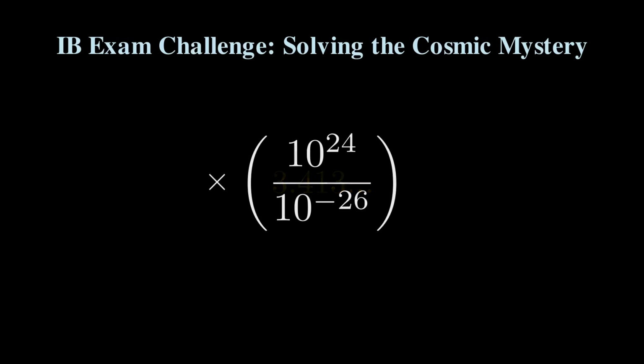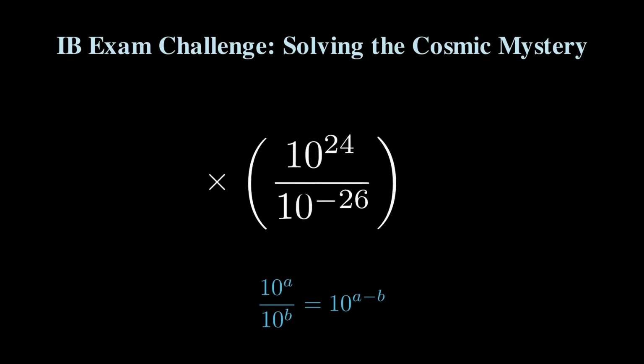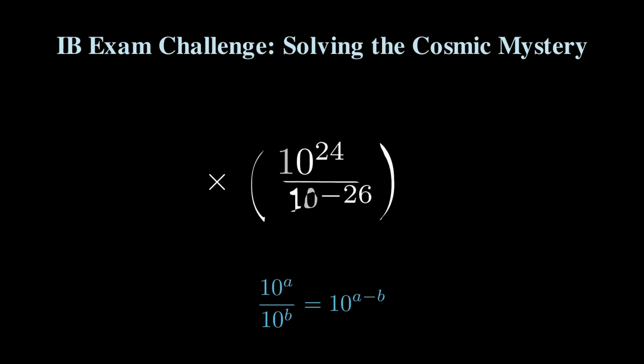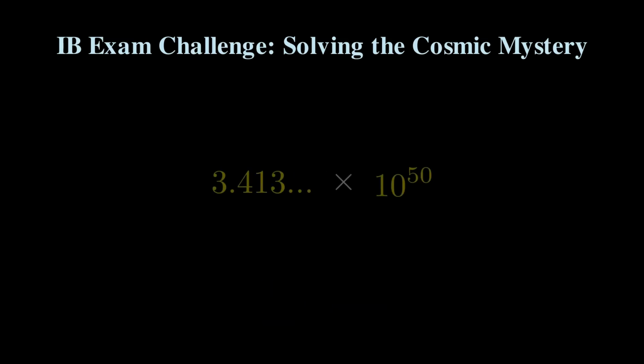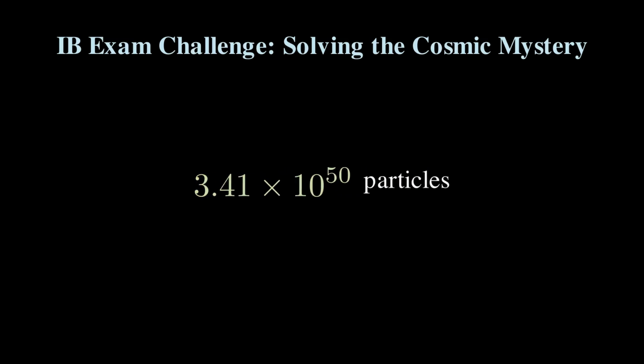Next, we handle the powers of 10. We have 10 to the power of 24 divided by 10 to the power of negative 26. Using our exponent laws, we subtract the exponents. That's 24 minus negative 26, which becomes 24 plus 26, giving us 50. Putting it all together, we get our answer. It would take approximately 3.41 times 10 to the power of 50 particles to equal the mass of the planet. Mystery solved!